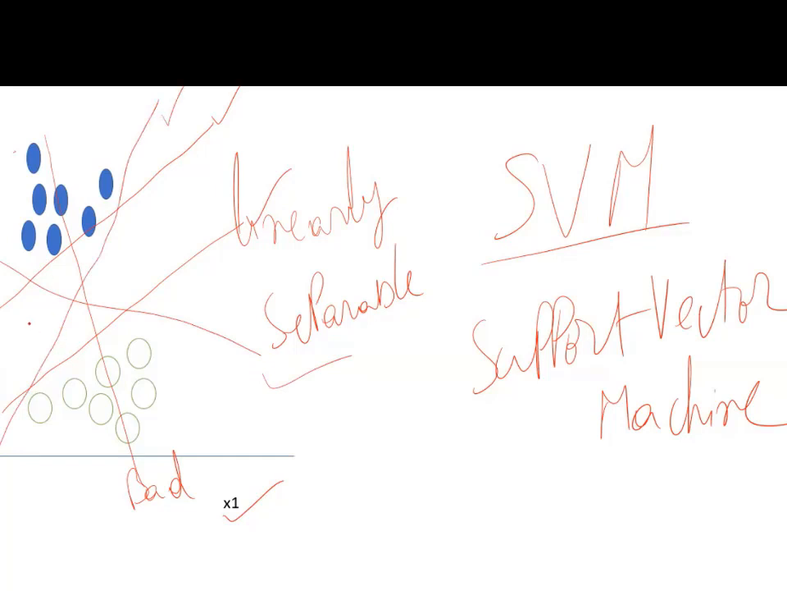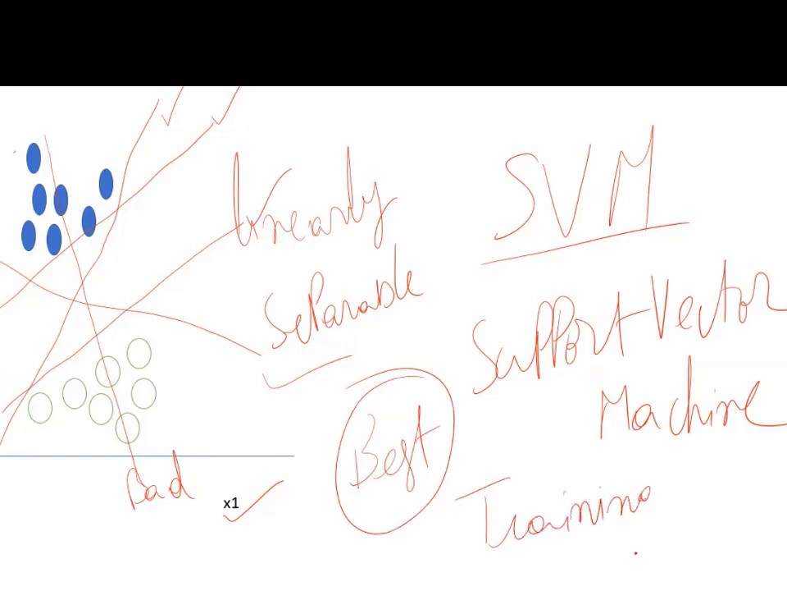Now, among these correct lines, which line is considered as the best? What is called best here? There are training data and test data. This is all called training data.